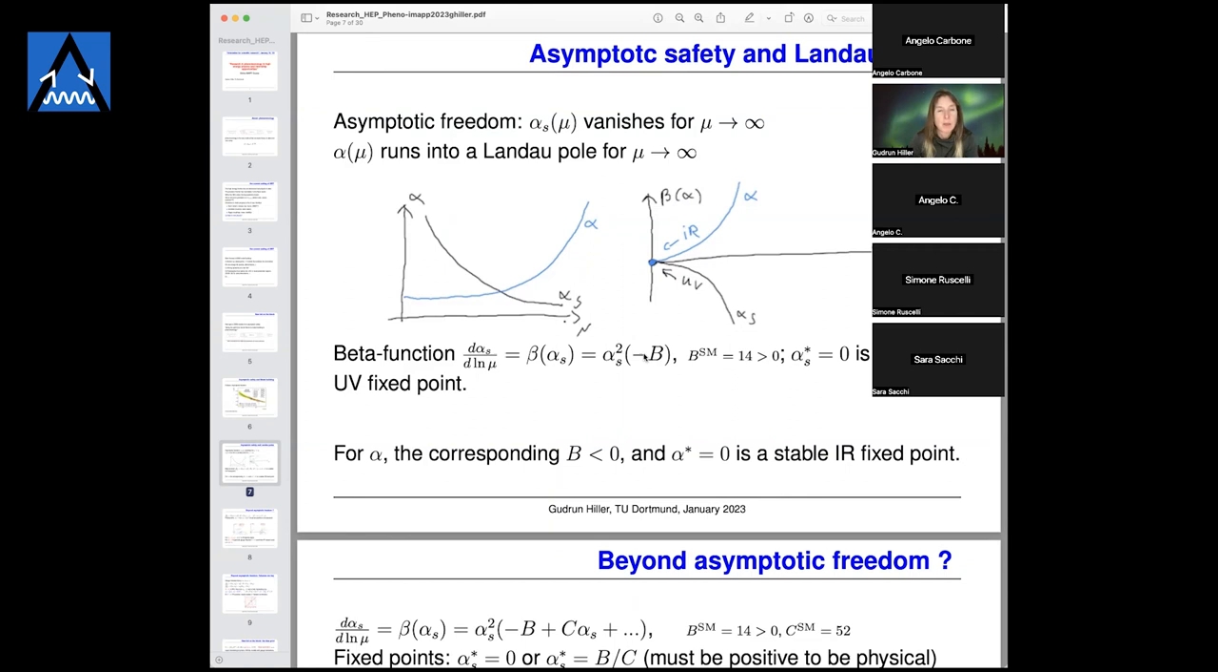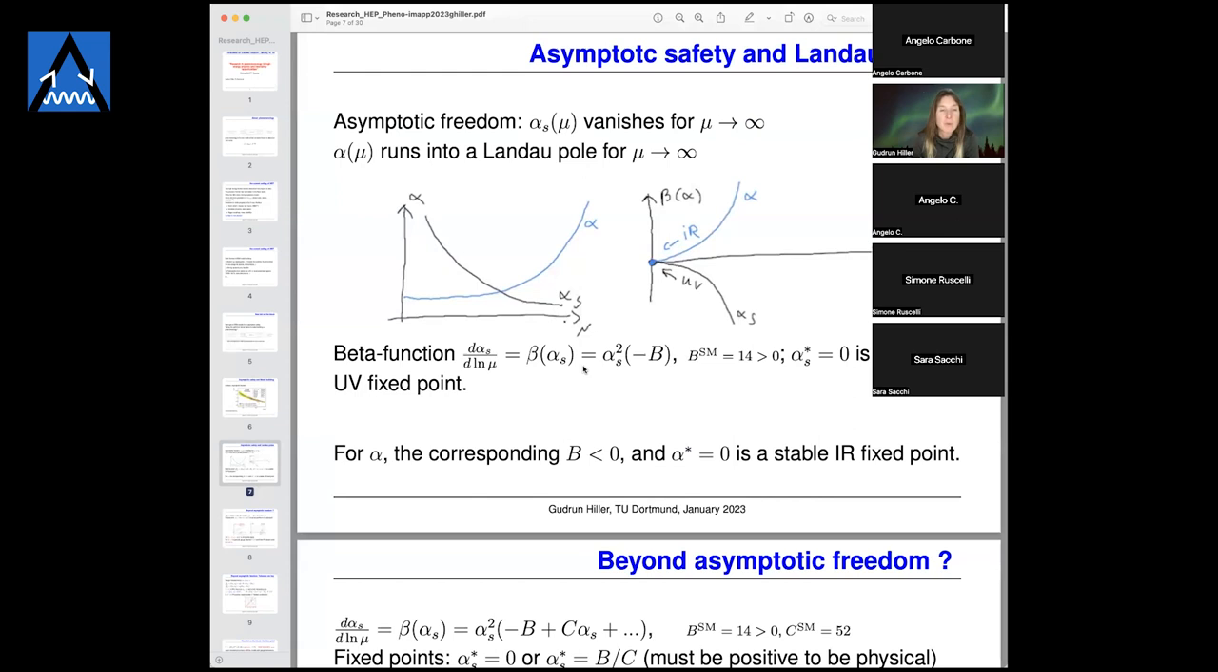So there are two plots here. On the left, I plot alpha, and on the right, I plot the beta function as a function of alpha. In black is the strong interaction. On the left, this is my sketch of what ATLAS has measured. Alpha s drops with mu. And on the right, there's this beta function. It's alpha s squared times minus b. And b in the standard model is positive. It assumes the value 14, and that is a result of how many quarks we have, and that QCD has a gauge symmetry of SU(N) colors, and we have three colors, SU(3). That gives you 14, and it's positive. So the beta function in QCD is negative.